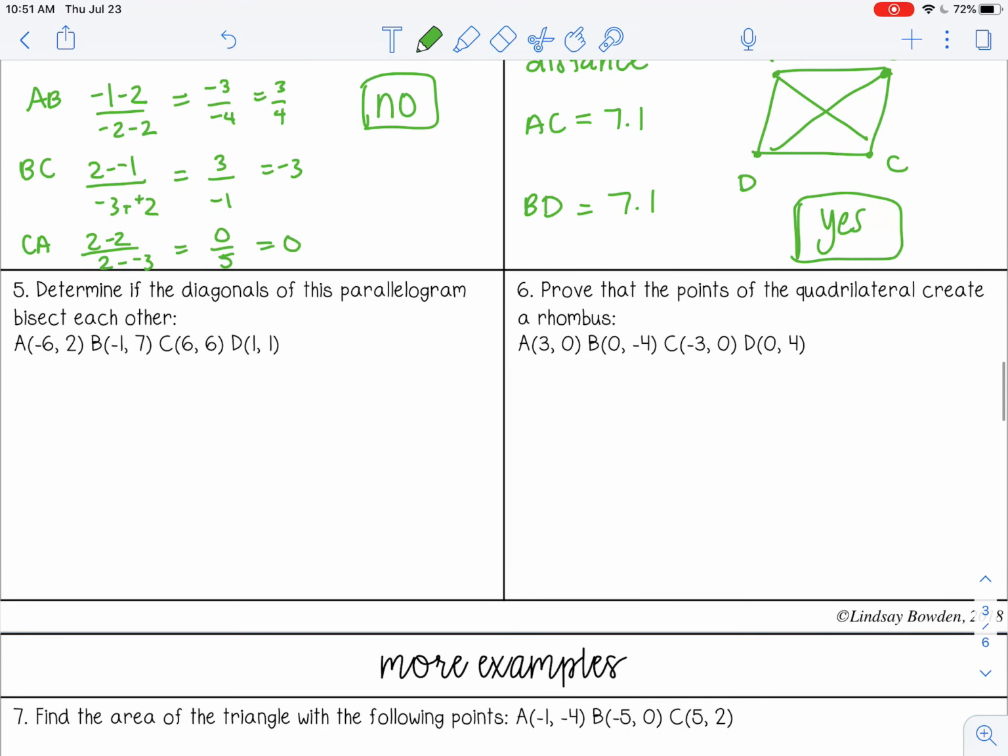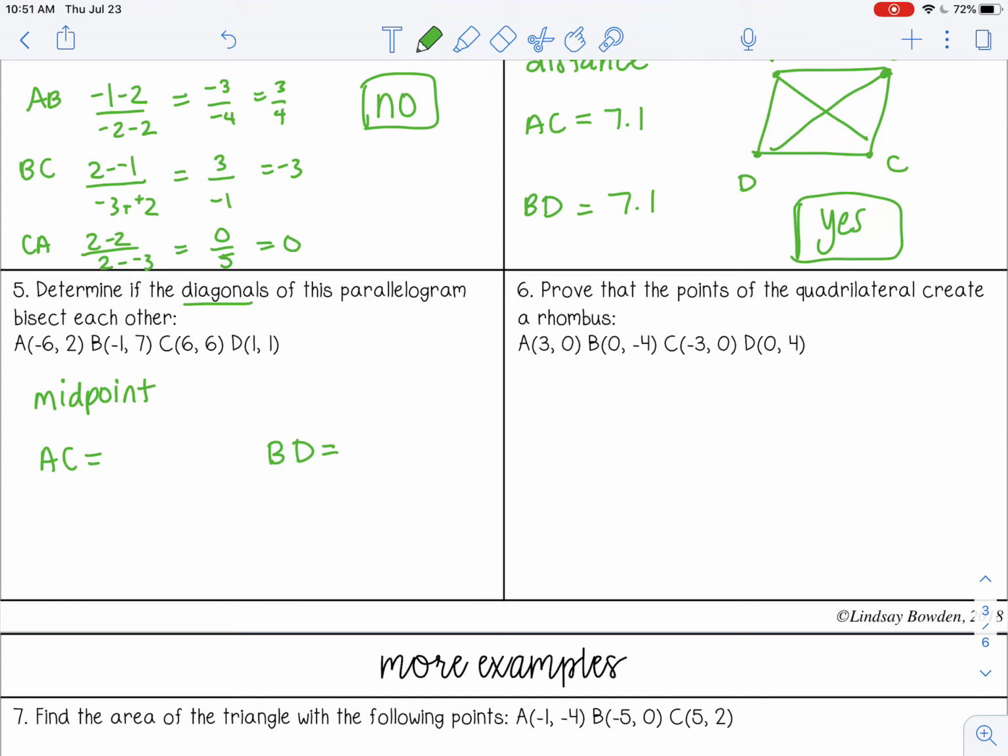All right, number 5, determine if the diagonals bisect each other. So that would be midpoint. Because if they bisect each other, they're going to the middle of both. They're cutting it into 2 equal pieces on both sides. And because I'm talking about diagonals, I'm going to do A to C and B to D.